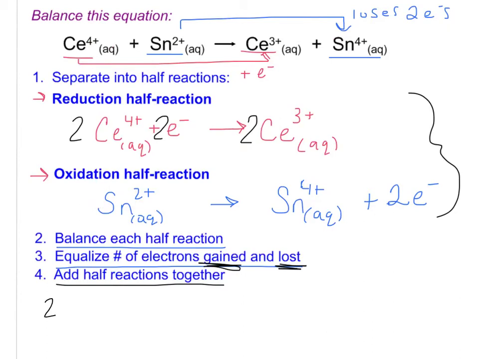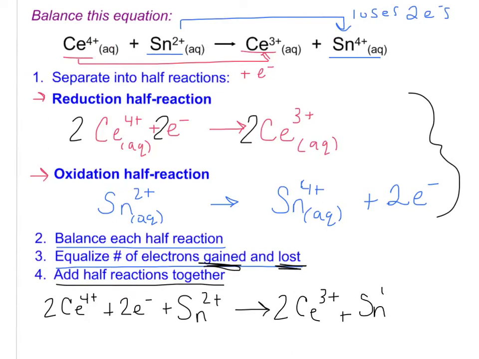So I have 2 cerium 4+, and I'll skip writing the aqueous for right now, plus 2 electrons, and then I'm also adding the tin here from that half reaction, plus the tin 2+. Now I'm going to look at everything on the right side of the arrows for both of the half reactions. I'm going to write all of this right here. So I have 2 cerium 3+ plus tin 4+ plus 2 electrons. There we go. I'm adding them together.